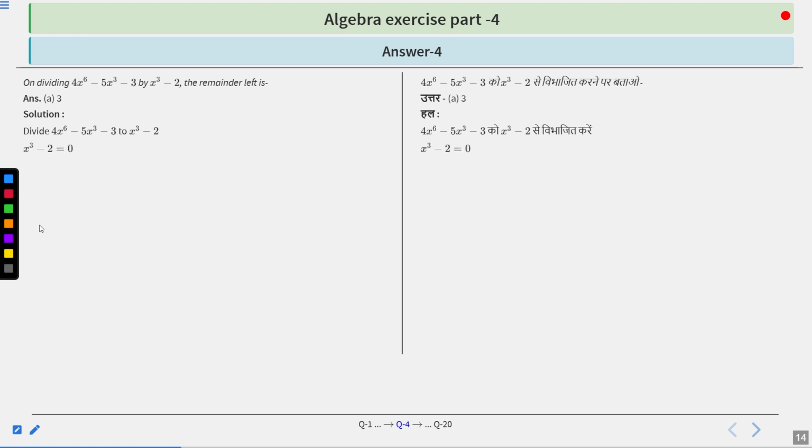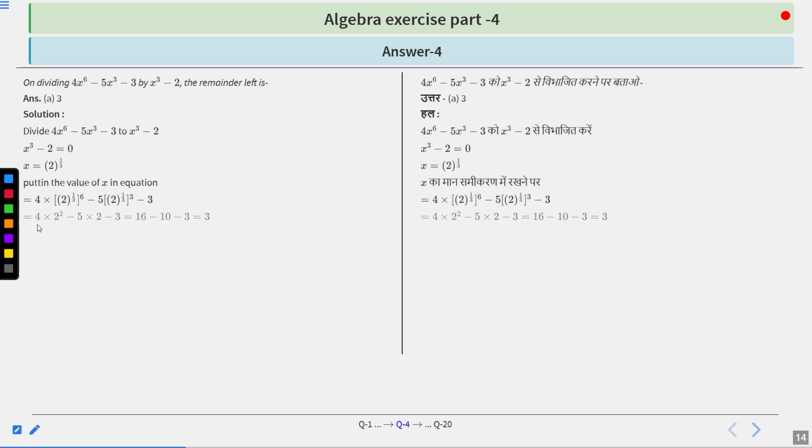Therefore, we can say x cube minus 2 is equal to 0 and x is equal to 2 raised to power 1 upon 3. Therefore, putting the value of x in the equation, 4 into 2 raised to power 1 upon 3 whole power 6 minus 5 into 2 raised to power 1 upon 3 whole power 3 minus 3. We have put the value of x in the given equation.